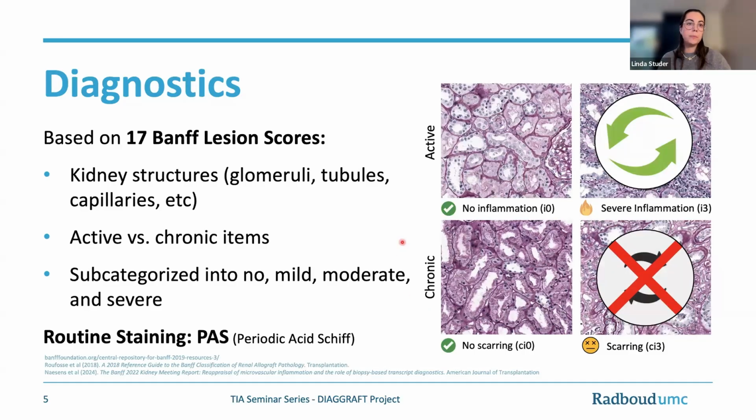Now, the routine staining for kidney is a bit different. It's called the PAS staining. I think most of you will probably be familiar with H&E. It looks, in my opinion, fairly similar to H&E, but it does highlight some other structures that are important for kidney diagnostics a bit better than H&E.